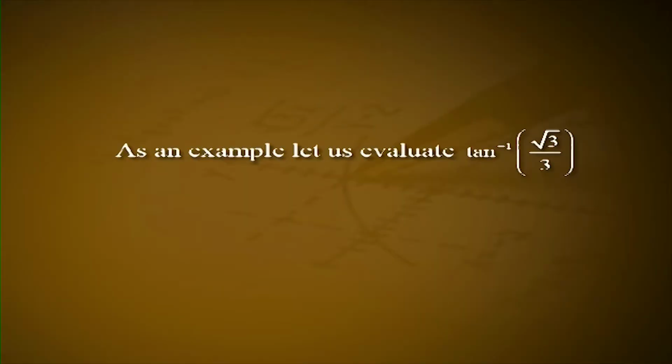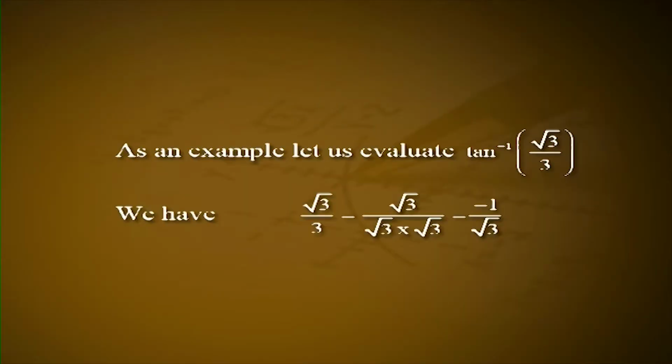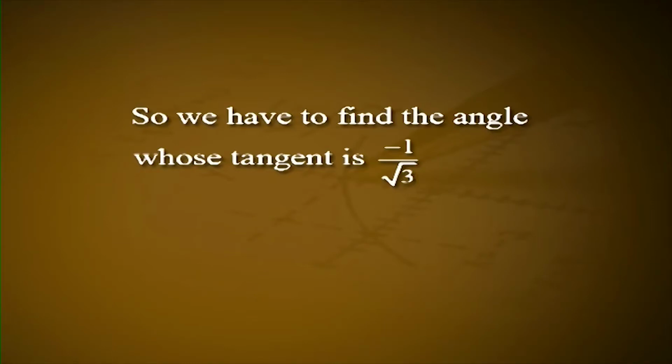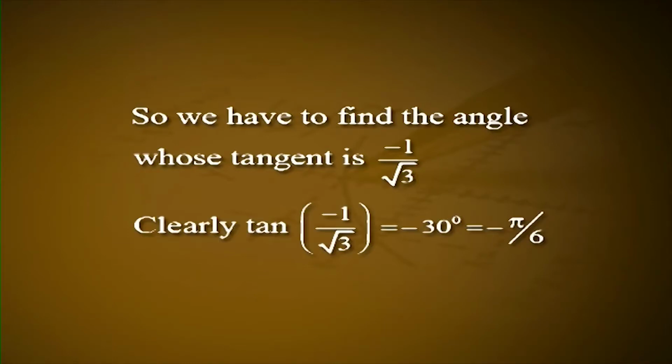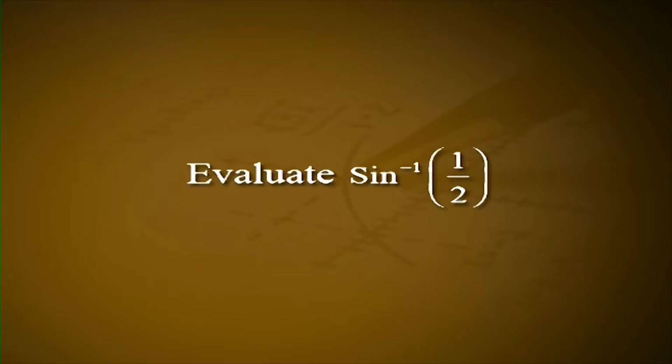As an example, let us evaluate tan inverse of minus root 3 divided by 3. We have minus root 3 by 3 is equal to minus root 3 by root 3 into root 3, which is equal to minus 1 by root 3. So, we have to find the angle whose tangent is minus 1 by root 3. Clearly, tan of minus 30 degrees is equal to minus 1 by root 3, and minus 30 degrees is equal to minus pi by 6.